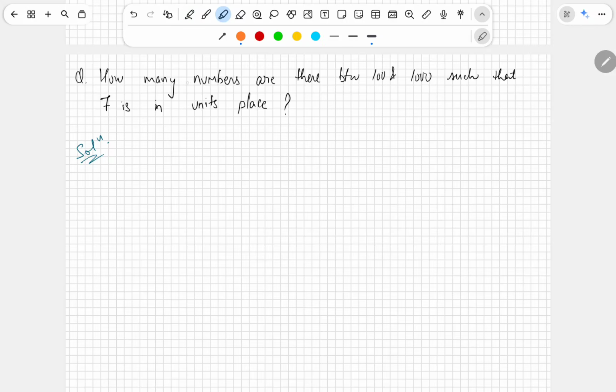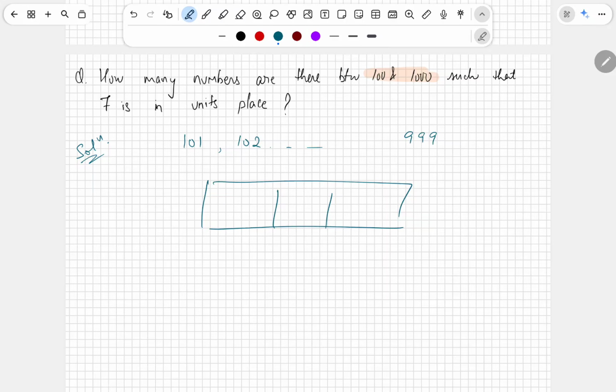Now the question says, how many numbers are there between 100 and 1000? So what does it mean? Between 100 and 1000 means 101, 102 till 999. So technically it is asking me 3-digit numbers. The question is asking how many 3-digit numbers are there such that 7 is in the units place. Now this is hundreds place, this is tens place, this is units place. In the units place we are fixing 7.